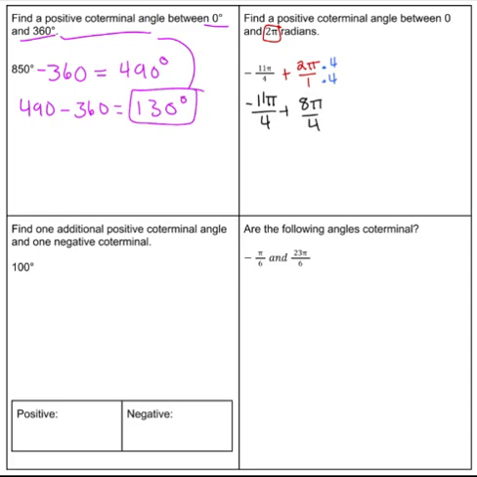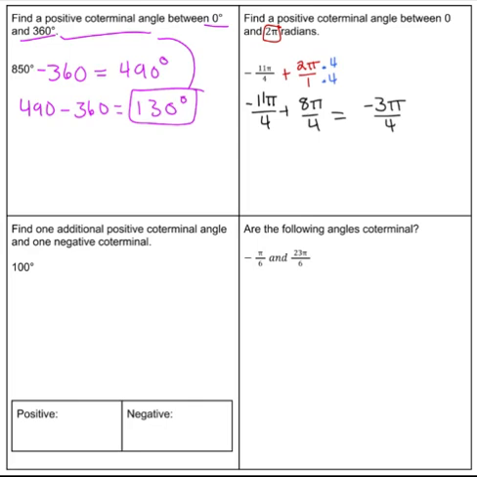Negative 11 pi plus 8 pi is negative 3 pi over 4, which is coterminal with negative 11 pi over 4, but it doesn't meet that criteria of in between 0 and 2 pi. It's still negative.